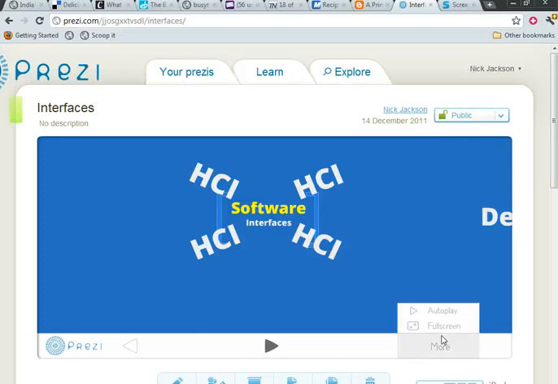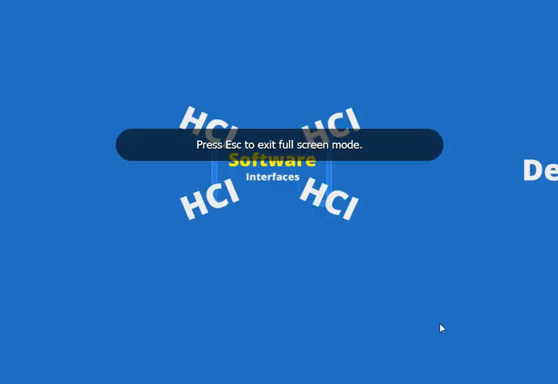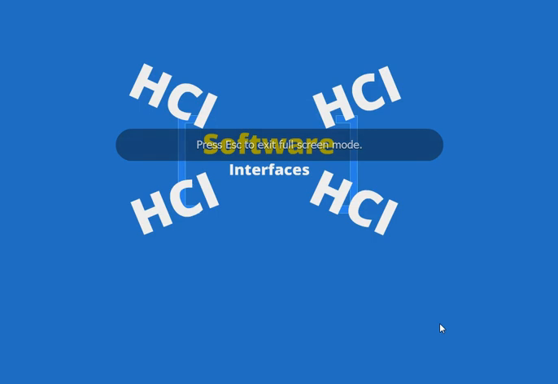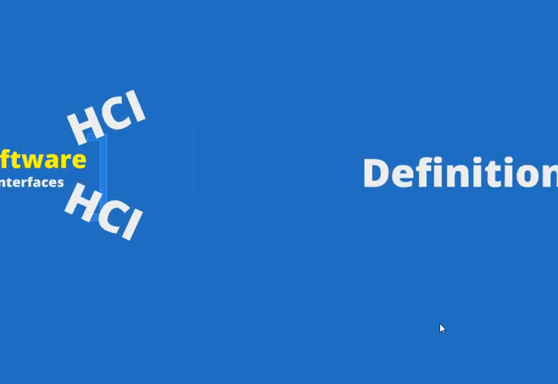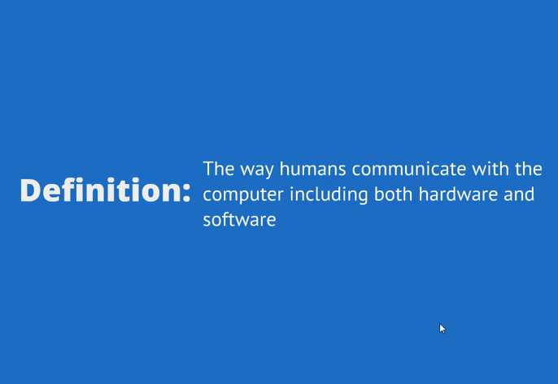So I'm just going to go into full screen mode here so I can talk about HCI. HCI, Human Computer Interface, this is really the last bit of software that you're going to cover. It's listed as interfaces, commonly known as HCI throughout the computing world, throughout the IT world. It doesn't matter which one you call it, get away with both.